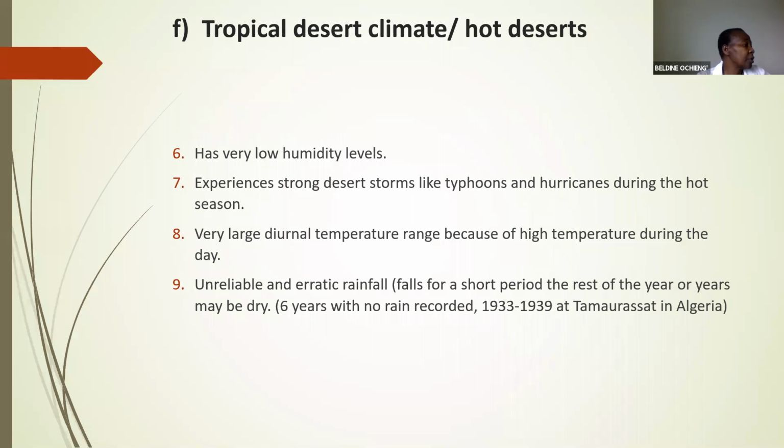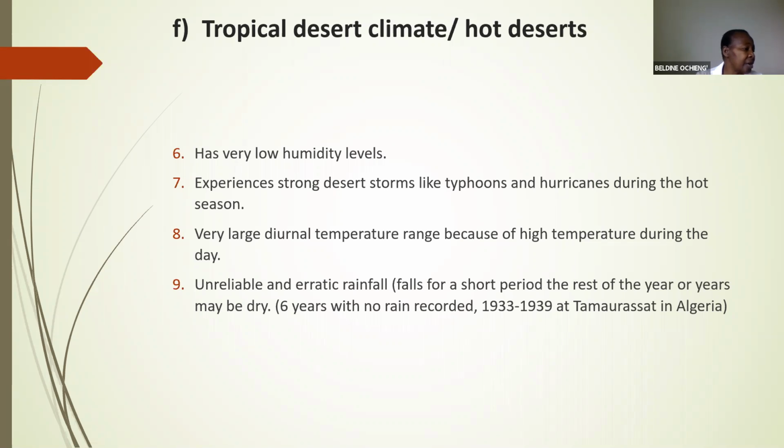Tropical desert climate, we continue with the characteristics. Has very low humidity levels. It is interior, so low humidity, far from water body. Experiences strong desert storms like typhoon and hurricane during the hot season. That one, very correct. Very large temperature range because of high temperatures during the day. During the day, very high. During the night, very low. Therefore, large temperature range.